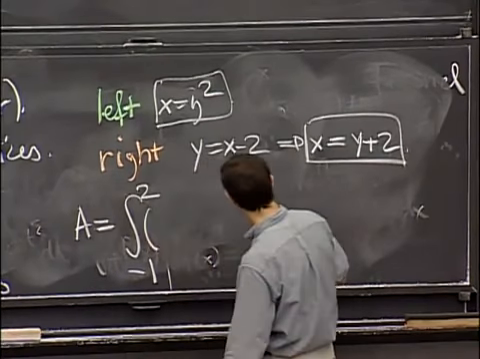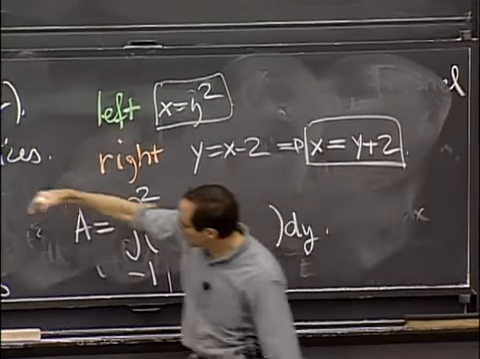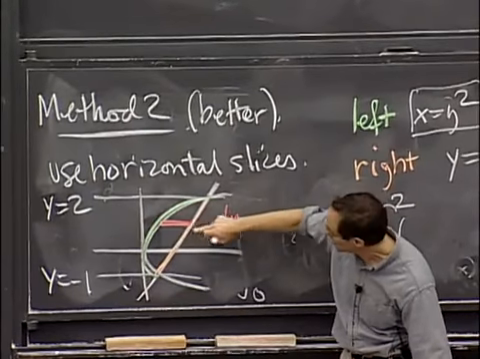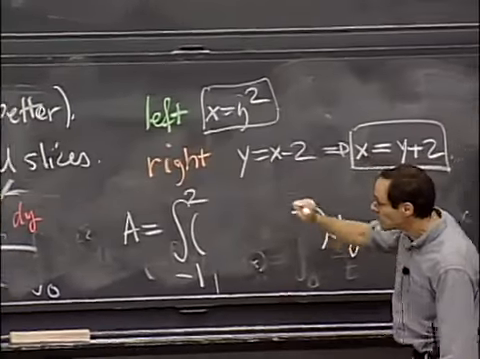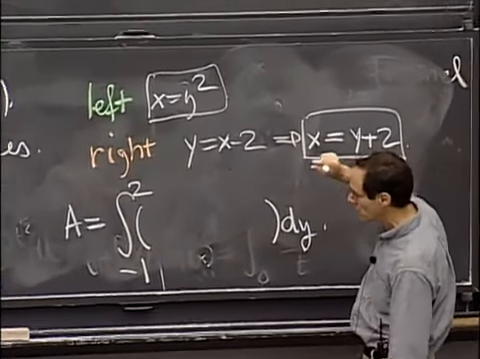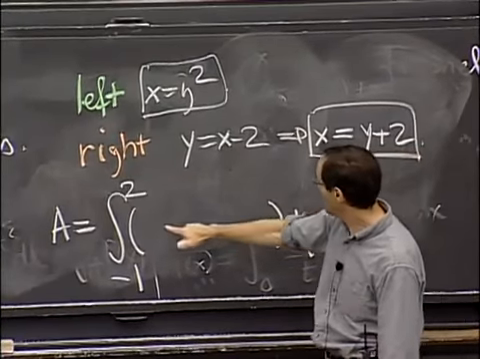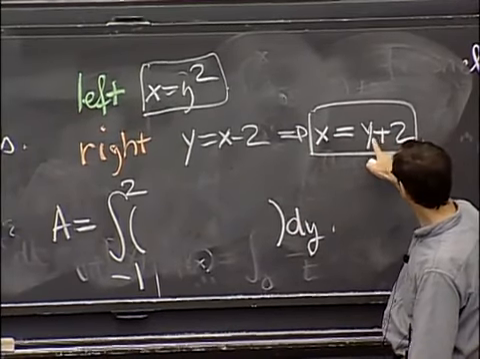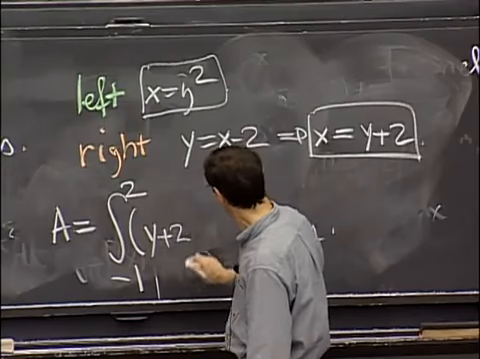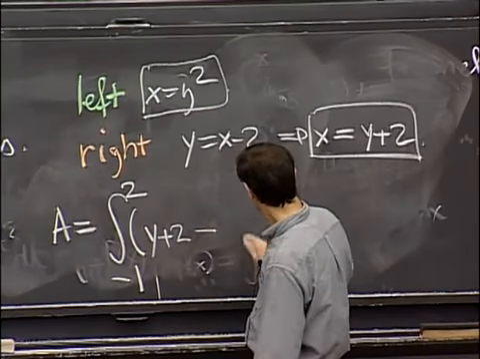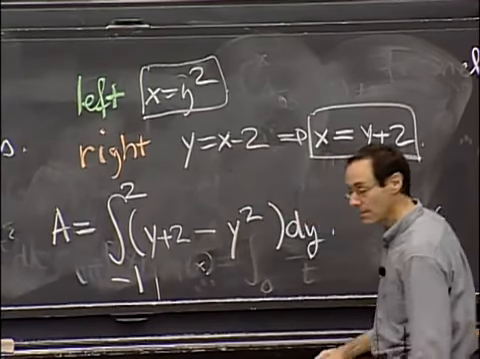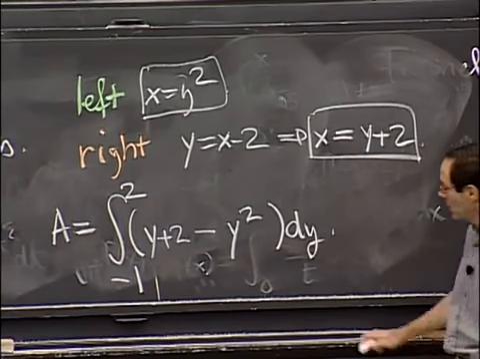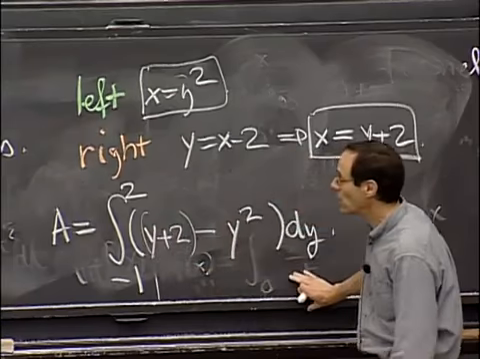And now the difference is this distance here, the distance between the rightmost point and the leftmost point. Those are the two dimensions. So again, it's a rectangle, but its horizontal is long and its vertical is very short. And what are they? It's the difference between the right and the left. The right hand is y plus 2, and the left hand is y squared. All right? So this is the formula.